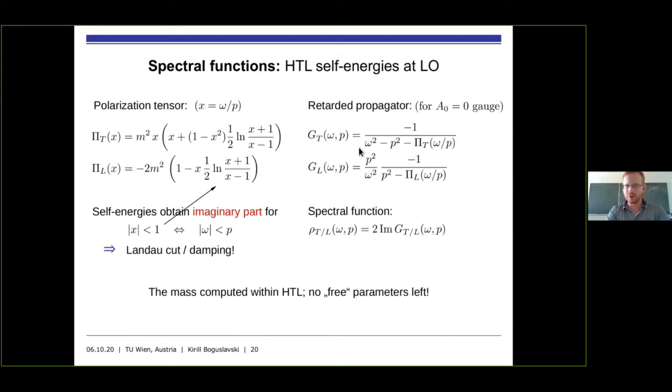One thing is that from the poles of those retarded propagators, you obtain quasi-particle excitations. And the other structure, which is pretty interesting, is that because you're interested in the imaginary part of those retarded propagators, you're also interested in the imaginary parts of the self energies, and you obtain an imaginary part for the case that x is smaller than one, which means that frequency is smaller than momentum, then those logarithms become complex, and this is called Landau damping in this case. So basically, using the mass computed in such a way, and those analytical descriptions of spectral functions, you have no free parameters left, and one can compare to our simulations.